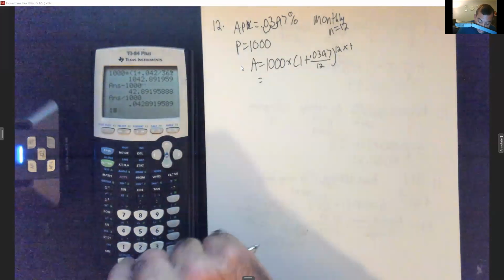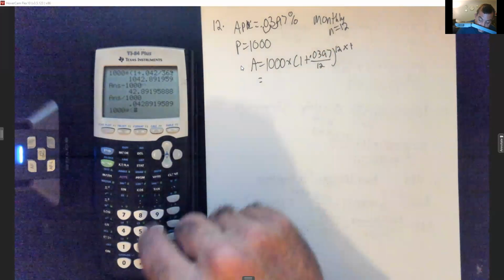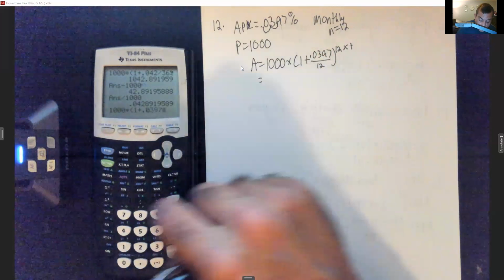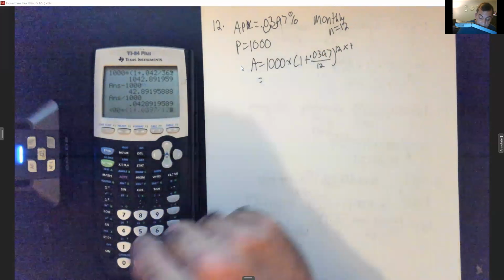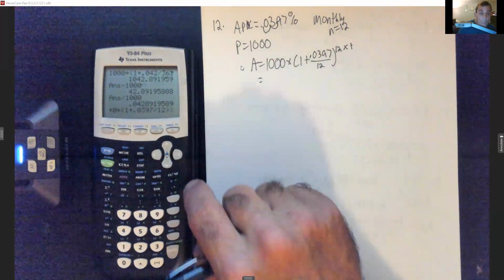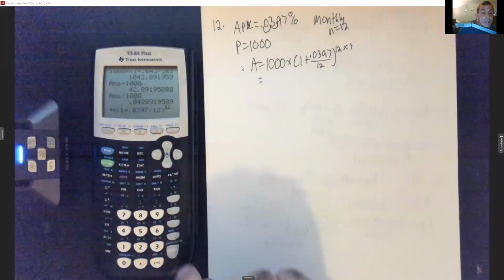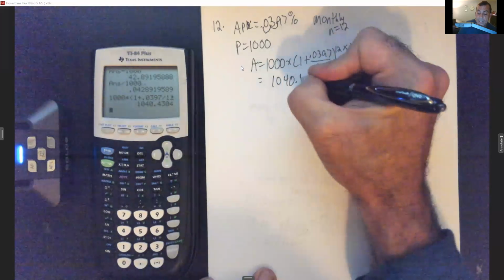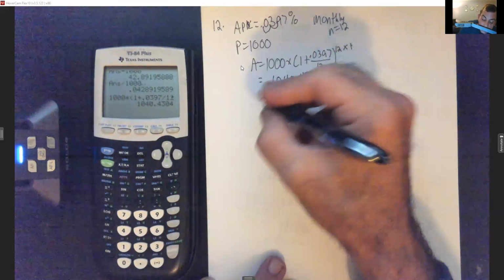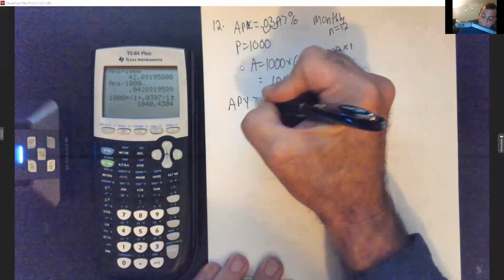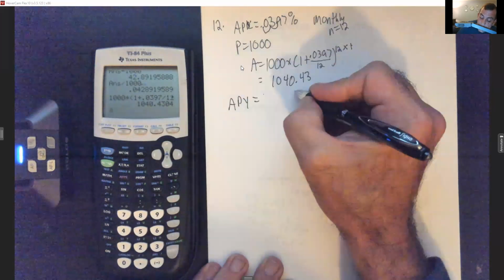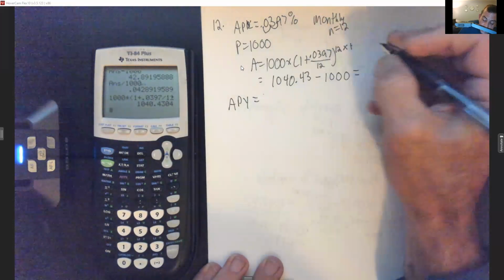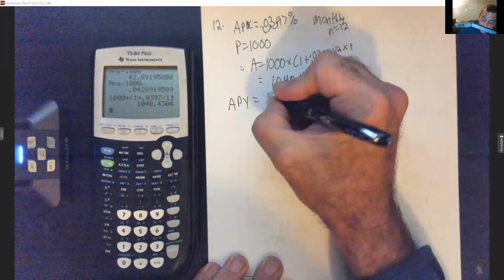1,000 times parenthesis 1 plus 0.0397 divided by 12, close parentheses, exponent 12 times 1, which is 12. So I'm going to hit enter. So I got $1,040.43. Now remember, I'm finding since I'm doing the annual percentage yield, I'm looking for my absolute change on top. So I take this amount minus the 1,000 I started with, and that's going to give me $40.43.